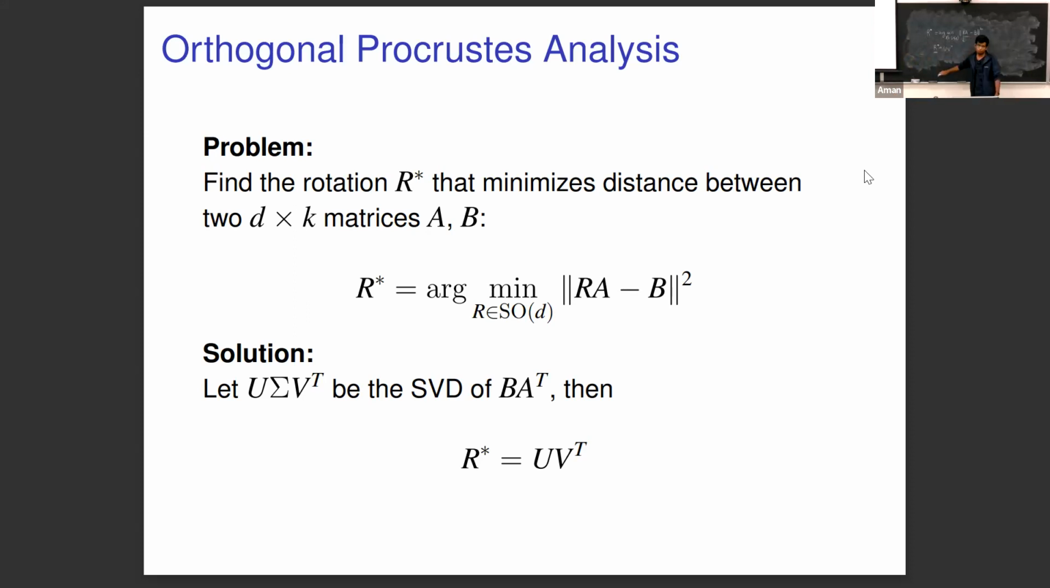So let me give you some properties of the rotation matrix. The rotation matrix essentially should be a D by D matrix, right? Because it's rotating the whole thing. And also R transpose R should be equal to I, which means that R transpose is the inverse of R. And also from these properties, you will need to have the determinant of R equal to 1, right?